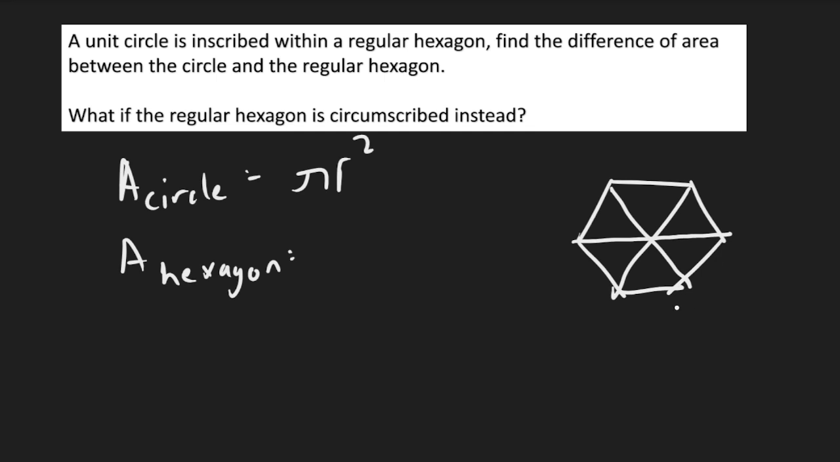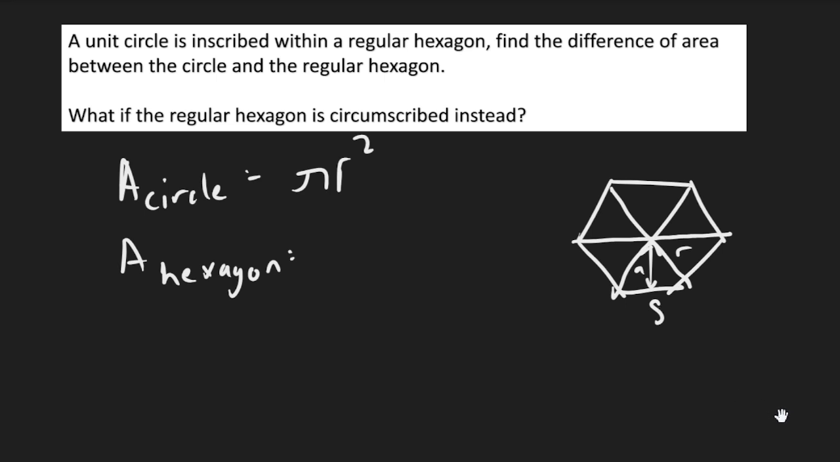Okay, so let's say we have a side length of S here. The side length is basically the radius of the hexagon, and we also have the apothem. The apothem is basically the distance between the center of the hexagon to the line of the side of the hexagon, not the point, the side, the vertical line from the center to the side of the hexagon.